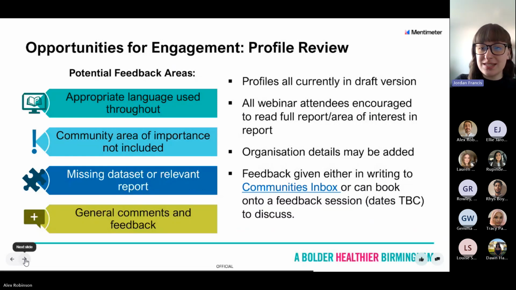If you also work with Latin American populations, either in Birmingham or nationally, please reach out to us so we can add your organisation details to the report as a signposting for those that want to work closer with the specific community group.